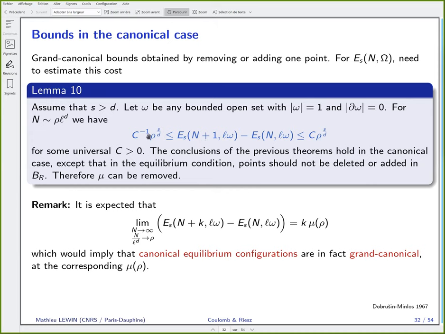So you have to prove this lemma that the cost of adding or removing one point is bounded away from below and above by some constant. And this constant will play the role of mu. And once you've proved this lemma, then everything goes through and then you can prove a similar theorem as before. But you have to prove this lemma, and that was essentially free for us in the grand canonical problem. Let me mention that the difference actually is believed to converge to k times the mu of rho. So if I look at E of n plus k minus E of n, it must also be easy, but I also didn't find it proved in the literature. So it's essentially the same for the initial problem, but it's more complicated technically.